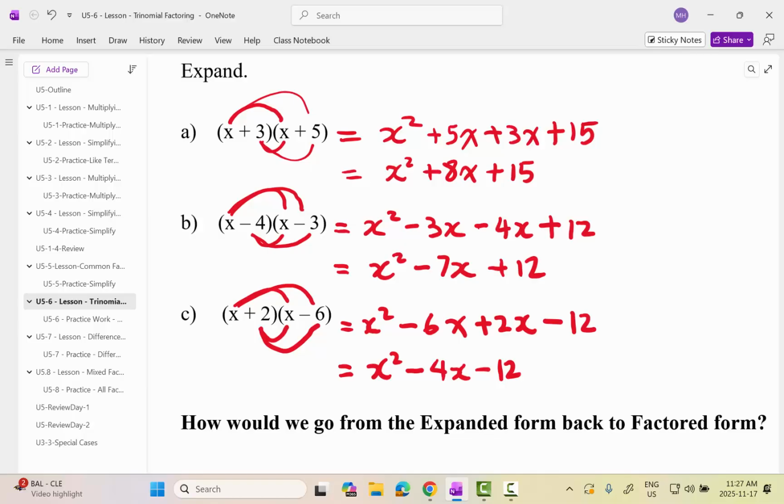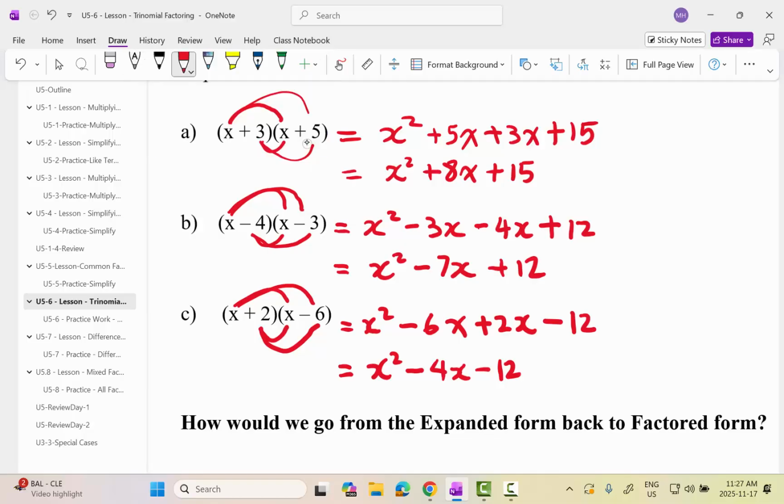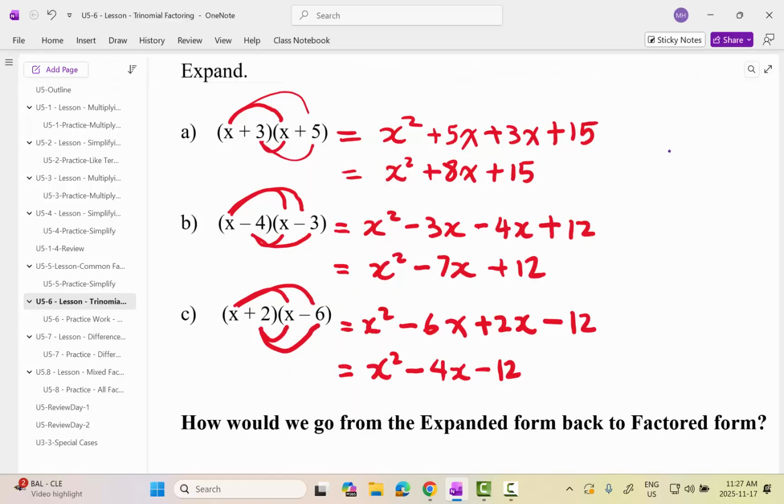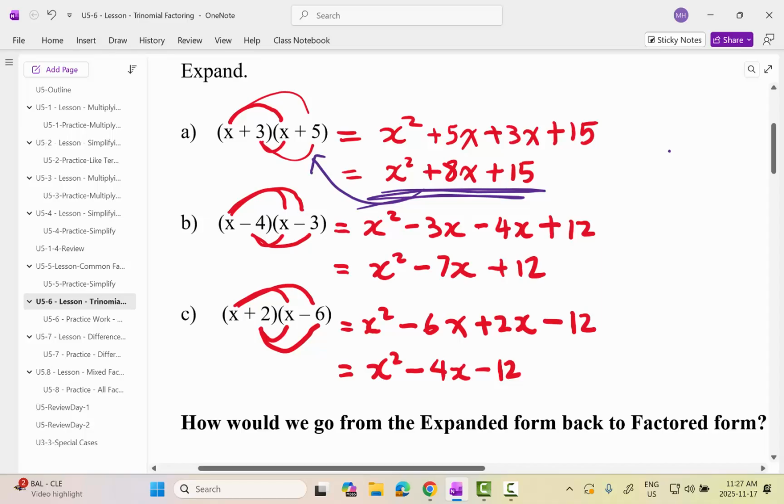Now, what we're trying to do today is actually go backwards. We're trying to go from this expanded form here, also called what? Standard form, into what? Trying to go back to the factored form. So, what do you think?